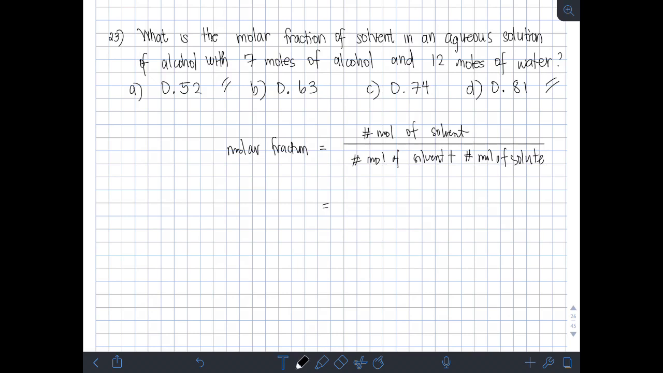So substitute natin. Number of moles of solvent is 12 moles divided by number of moles of solvent 12 plus number of moles of solute 7. So we have 12 over 12 plus 7 or 19. So 12 over 19, or in decimal, 0.63. So therefore the answer is letter B.